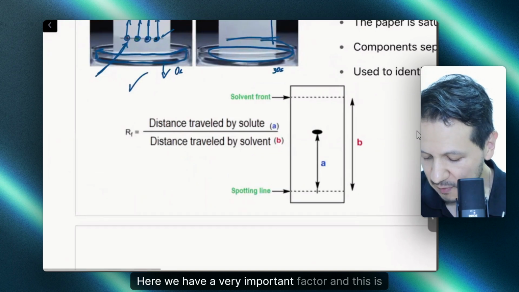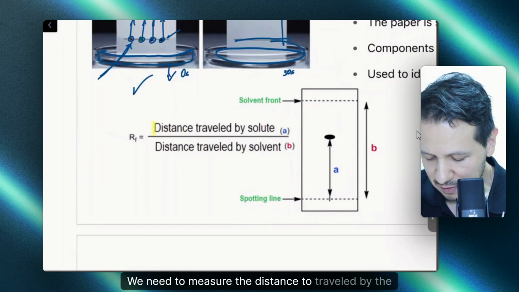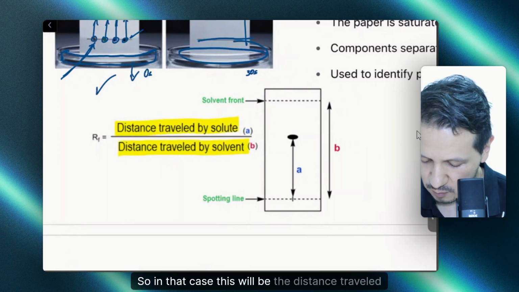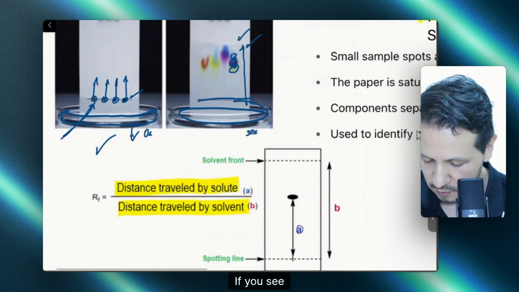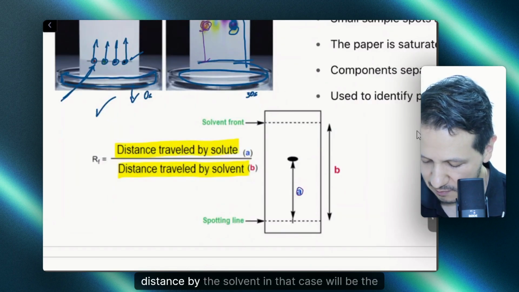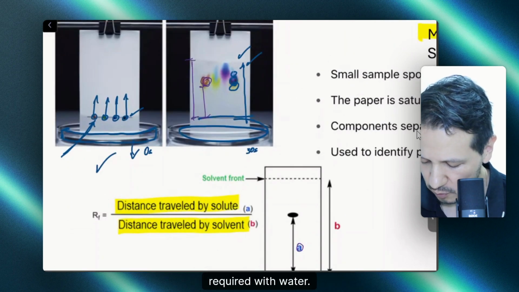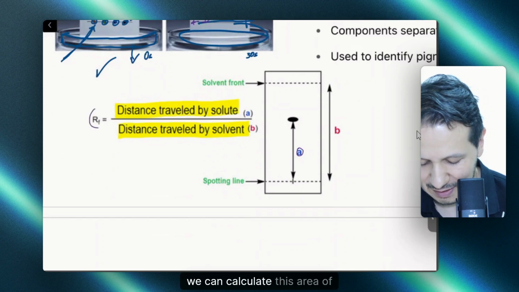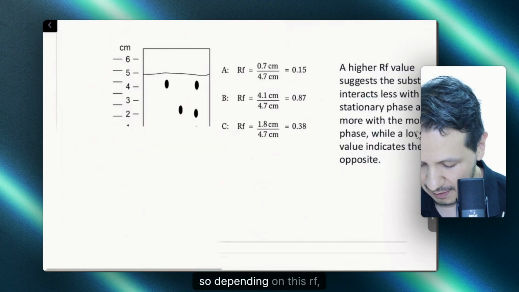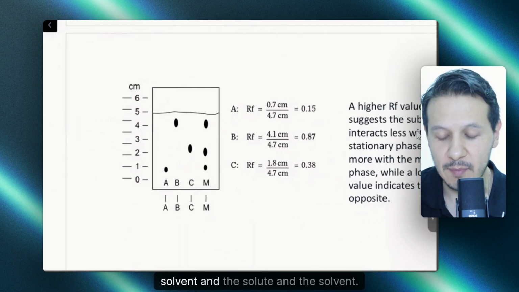Here we have a very important factor, and this is the retention factor. We need to measure the distance traveled by the solute and the distance traveled by the solvent. So in that case, this will be the distance traveled by the solute. If you see the red color, that will be the distance between the line and the spot, and the distance traveled by the solvent, in that case the water. If you see, we can calculate this Rf as the distance traveled by the solute over the distance traveled by the solvent.